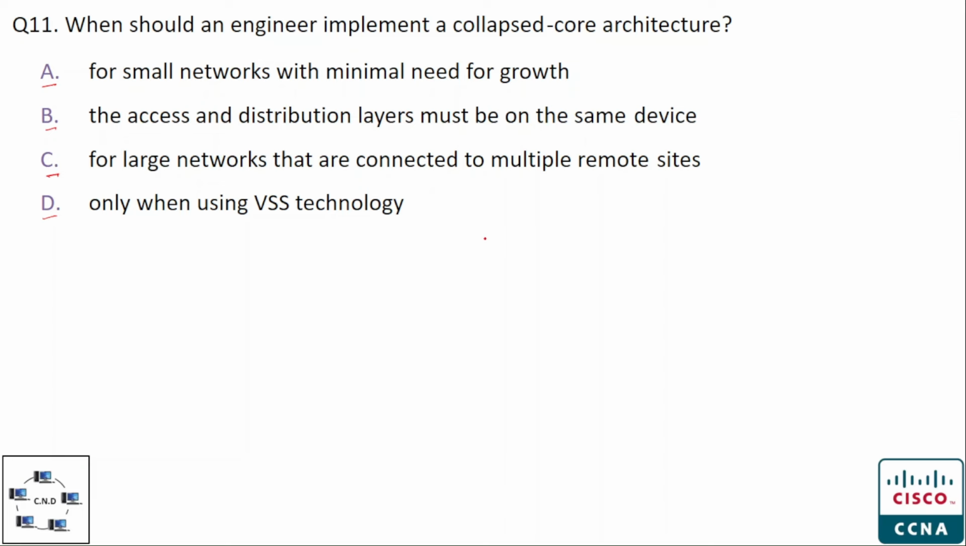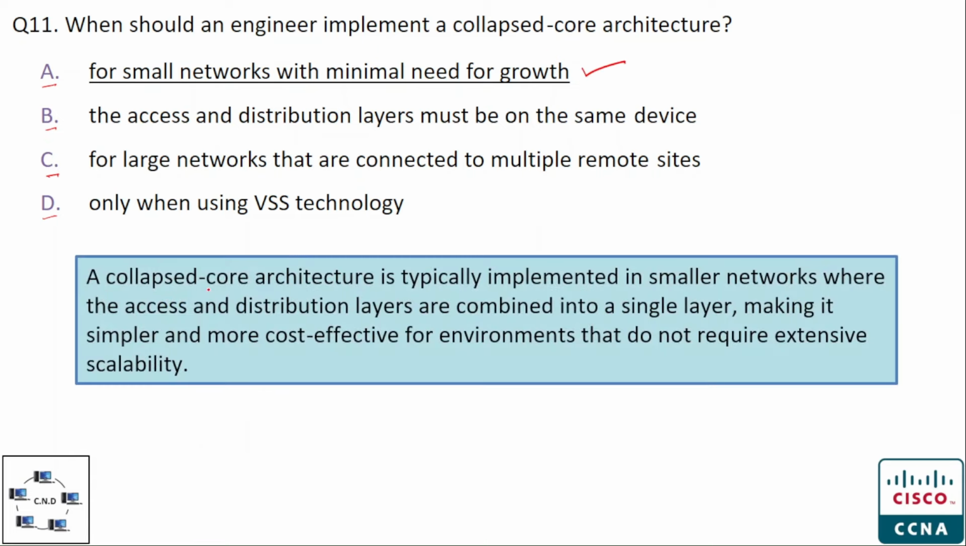And the correct option is that the collapsed core architecture should be used for small networks with minimal need for growth. So a collapsed core architecture is typically implemented in smaller networks where the access and distribution layers are combined into a single layer, making it simpler and more cost effective for environments that do not require extensive scalability.